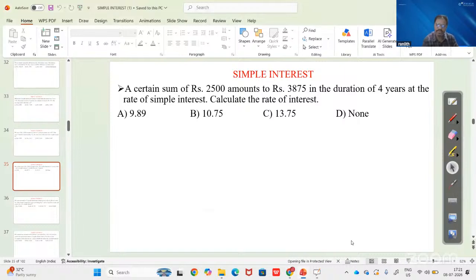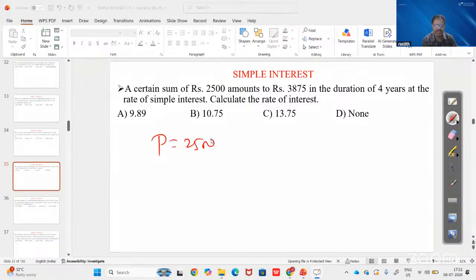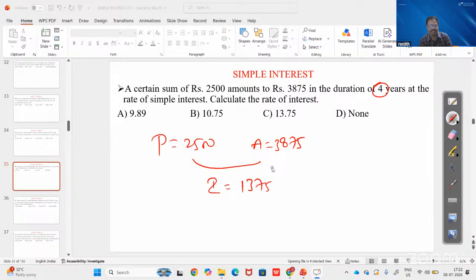So the principal is 2,500. Amount will be equal to 3,875. So between principal and amount we have interest, where interest equals the difference of these two. 875 and 500 will be equal to 375. So 3 minus 2 will be equal to 1. So total number of years will be equal to 4, where interest is the same throughout all the years. So that is divided by 4.